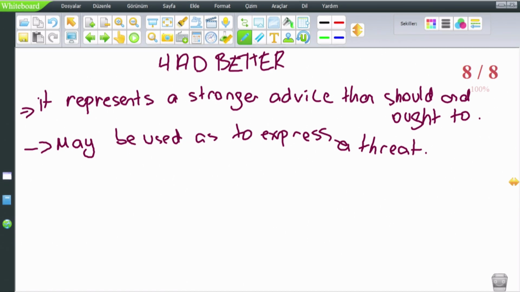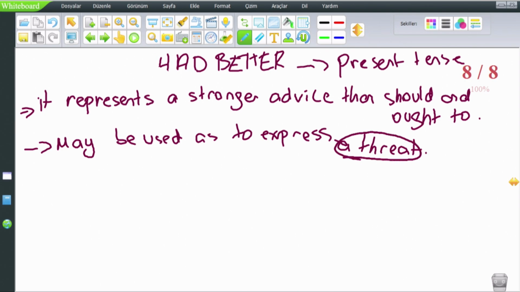Even though had better looks like it belongs to the past, this actually is in the present tense. So these three things are very important. Had better belongs to the present tense, and it represents a stronger advice than should and ought to. So we can say that this is the strongest advice modal. And it can also be used to express a mild threat.